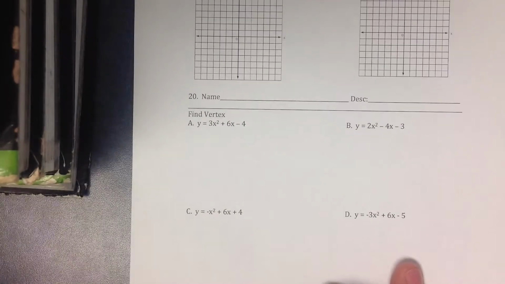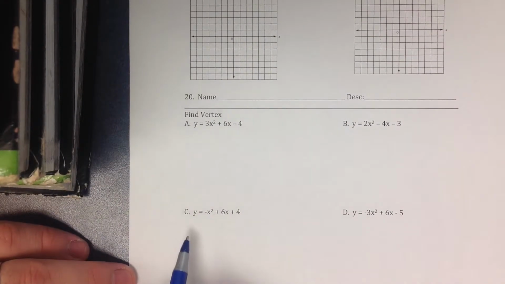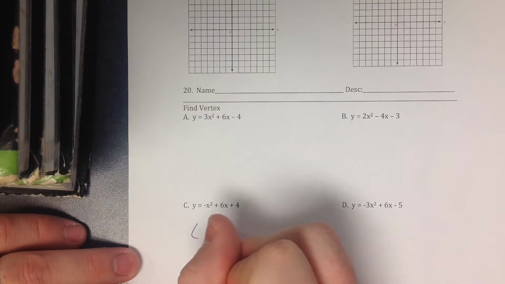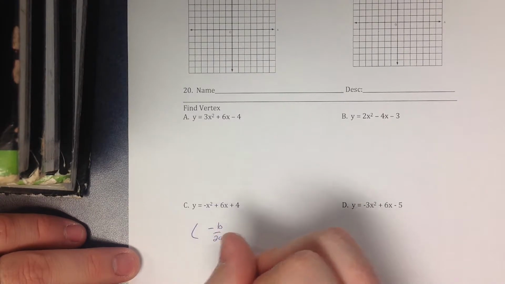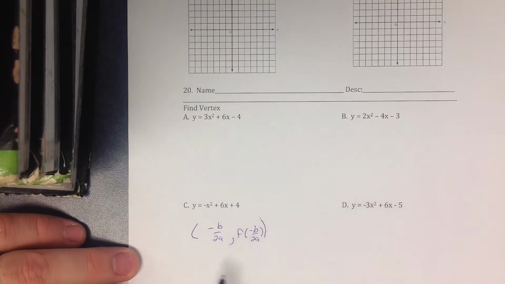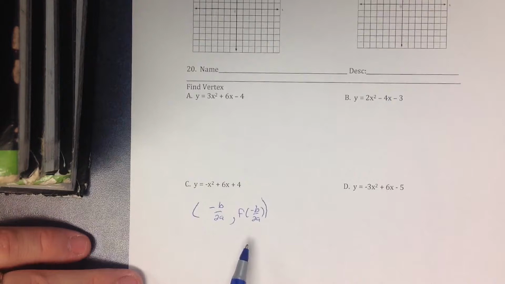Okay, number 20 was finding the vertex of a parabola or quadratic equation. So the vertex, okay, so if I take part C here, y equals negative x squared plus 6x plus 4. Your vertex is the point negative b over 2a, and then f of negative b over 2a. Now all that means is we find negative b over 2a, and then we plug it in.